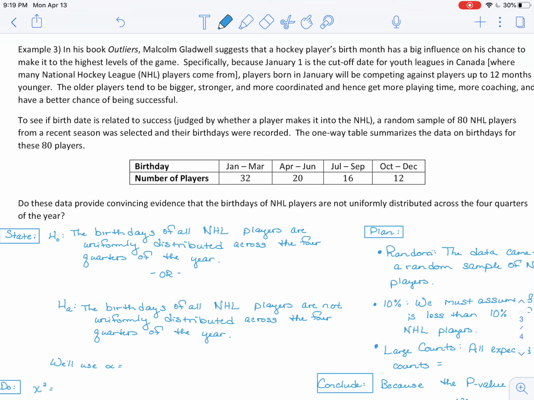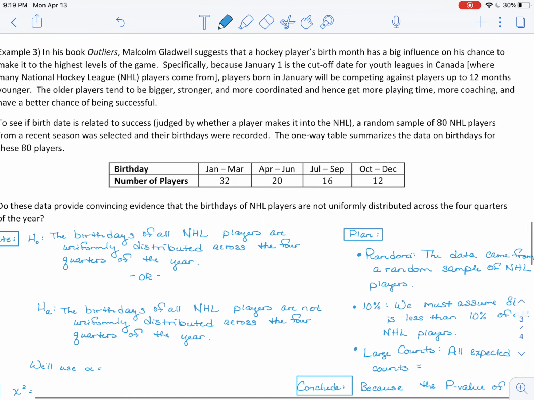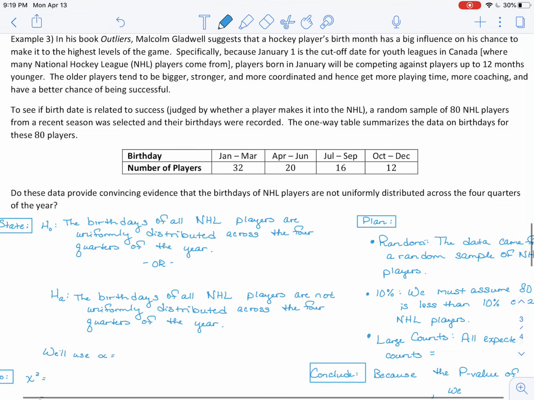So an example of doing all this at once. In his book, Malcolm Gladwell suggests that a hockey player's birth month has a big influence on his chance to make it in the highest levels of the game, specifically because January 1st is the cutoff date for youth leagues in Canada, where many NHL players come from. Players born in January will be competing against players up to 12 months younger. The older players tend to be bigger, stronger, more coordinated, and get more playing time, more coaching, have a better chance of being successful.